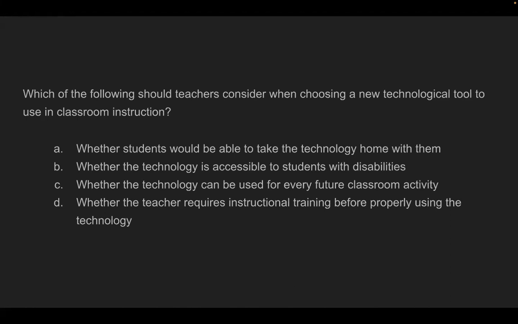A is never going to be the right answer because remember, this is a theoretical test. In theory, of course, they'll be able to take technology home and do what they need to do. We don't need the technology to be able to be used with every activity. See how C says whether the technology can be used for every future classroom activity? When they use really extreme words like every or never, those are never going to be the right answer.